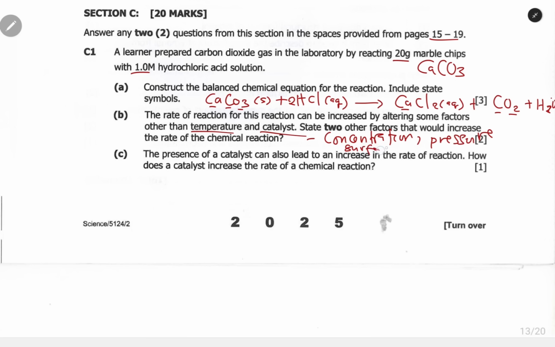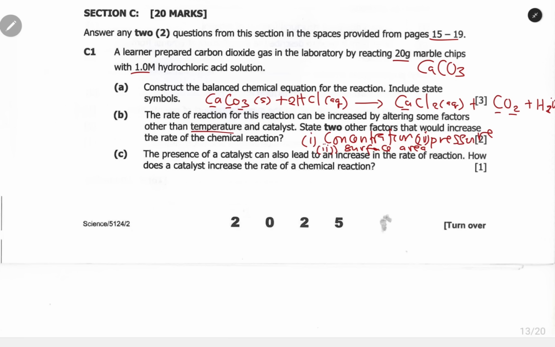Okay, surface area. So any of these two, but make sure that as you write, you present them very well. You can put Roman numerals 1, 2, then 3. So you number them like that clearly. All right, I guess there's no problem.